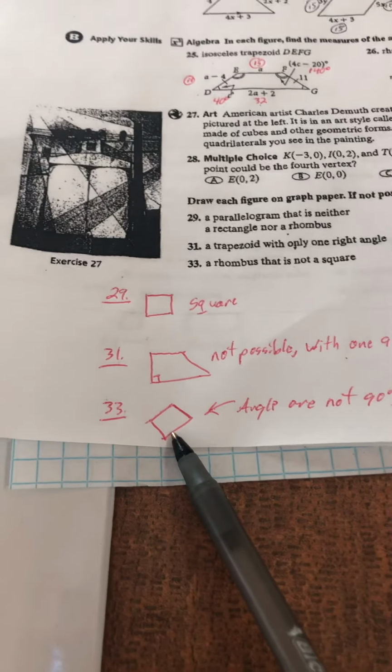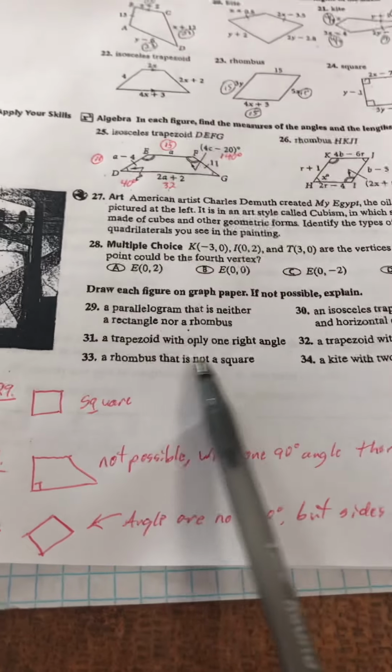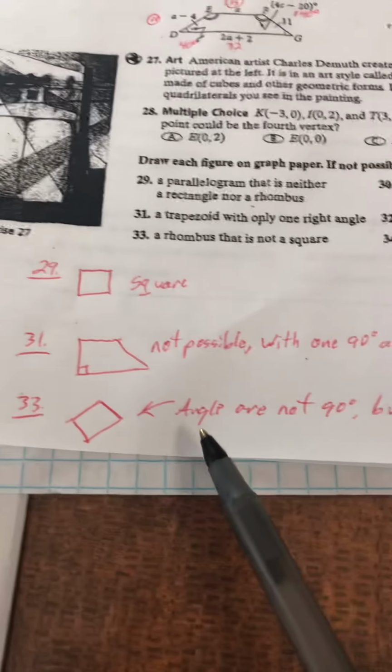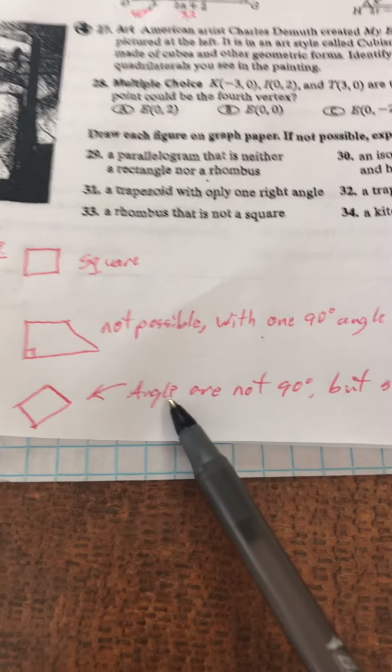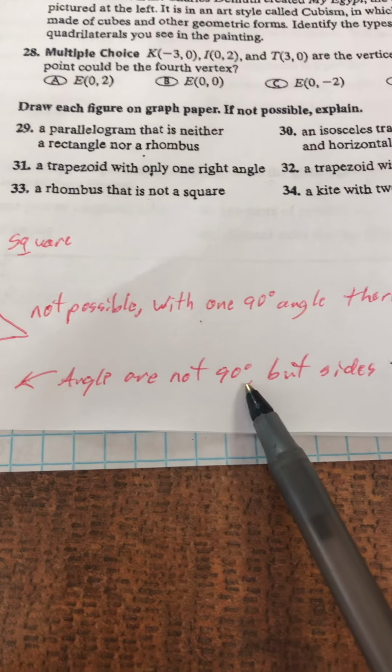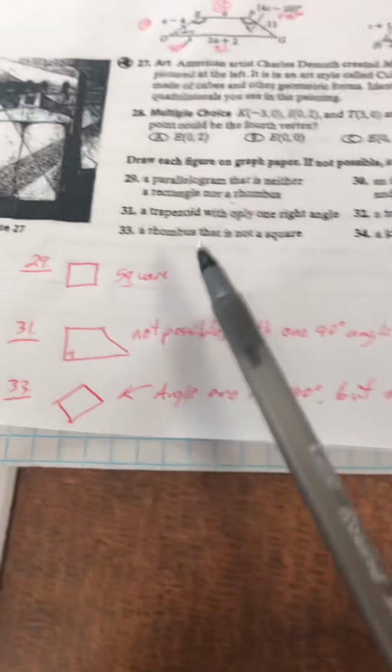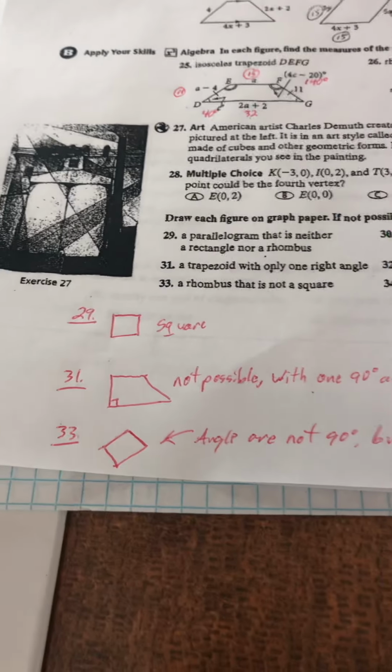And then 33, this doesn't look like it, but a rhombus that is not a square, kind of just looks like a square on its side, but I meant to draw something where the angles are not 90 degrees, but the sides are all congruent. And that would be an example of a rhombus that is not a square.